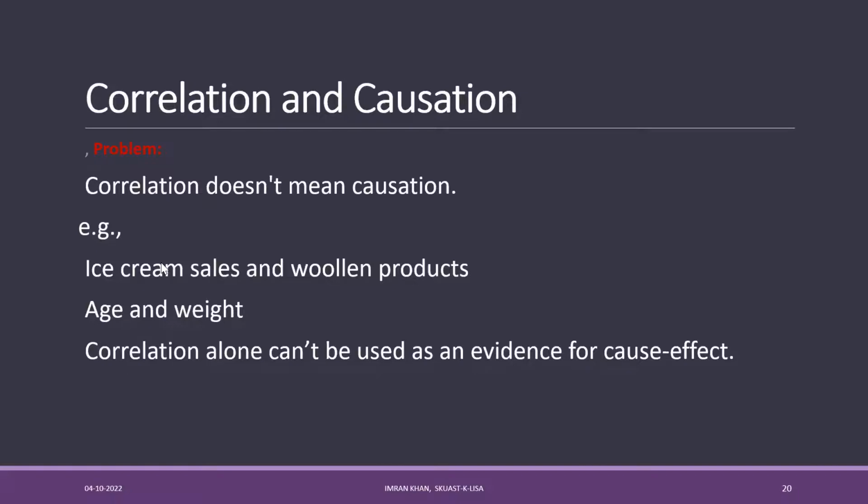When two variables are found to be significantly correlated, it's often tempting to assume that one causes the other. For example, we have ice cream sales and woolen products. A decrease in ice cream sales is correlated with sales of woolen products. But it doesn't mean that one variable causes the other. They are correlated, but we can't say that one variable is caused by the other. Similarly, age and weight. Correlation can't be used as evidence for cause and effect.